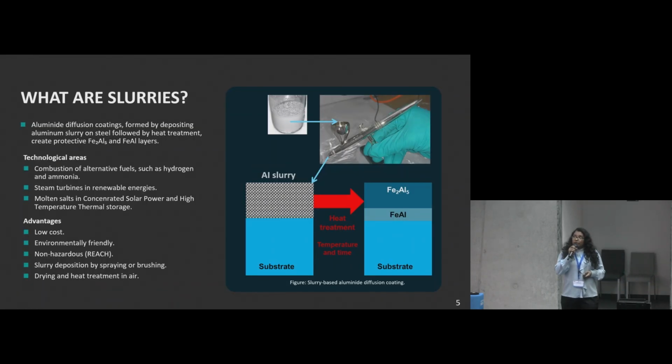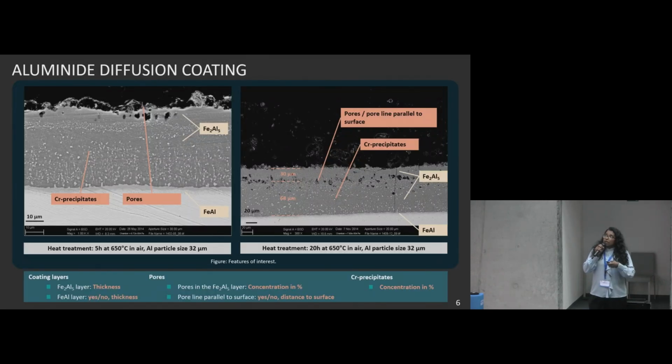So we collaborate with a different company named Fraunhofer. Fraunhofer creates these slurries. So if you see there is a substrate, they put aluminium slurry, and when they heat treat it, after the diffusion process, these Fe2Al5 and FeAl layers are formed, and we are interested in these type of features. So we are interested in finding the thickness and concentration of these different layers. You see the pores, the Cr precipitates, Fe2Al5 and FeAl layers.